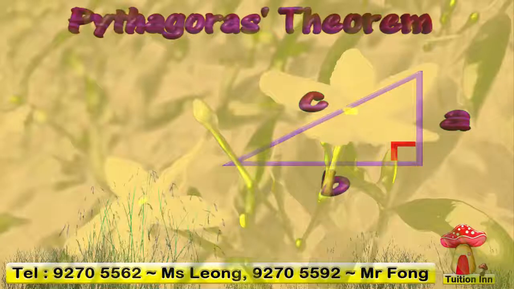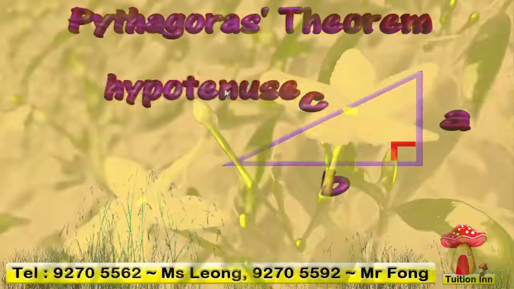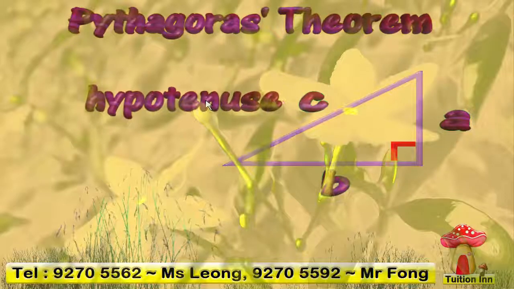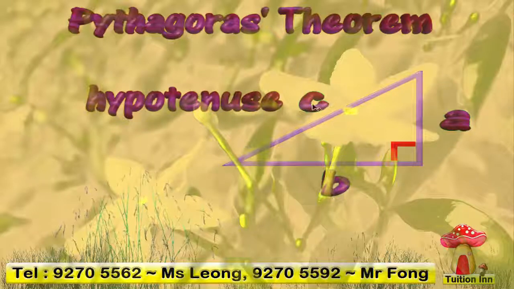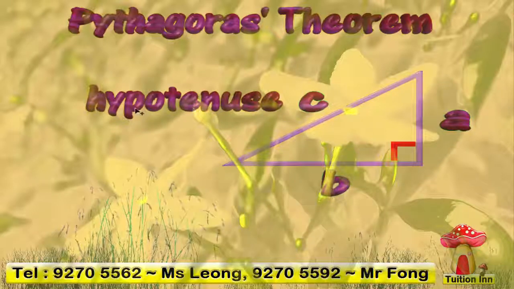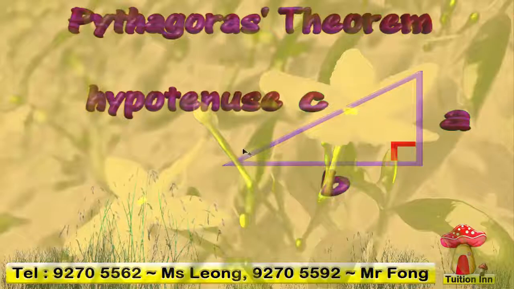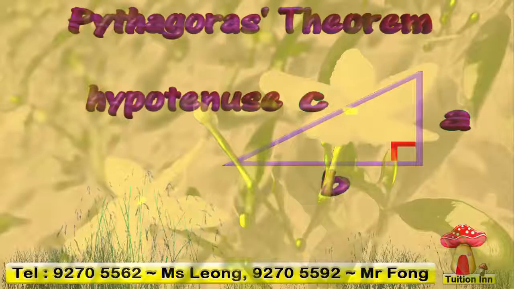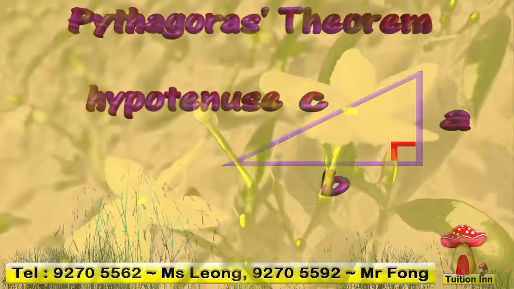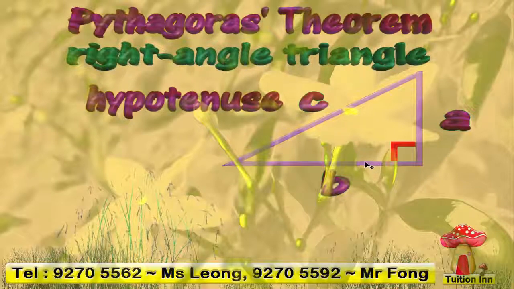So remember that. And for the word hypotenuse, maybe we'll label it here. So for our drawing here, this length, this side here, we call it C. This length is our hypotenuse, the longer side. Okay, and of course this triangle here is our right angle triangle, a triangle that has a 90 degree.